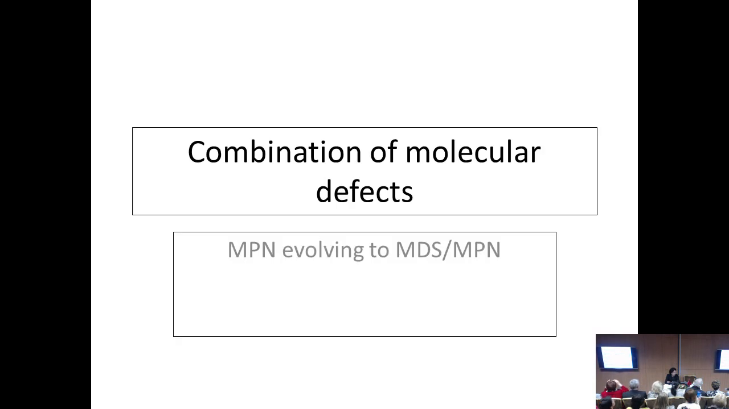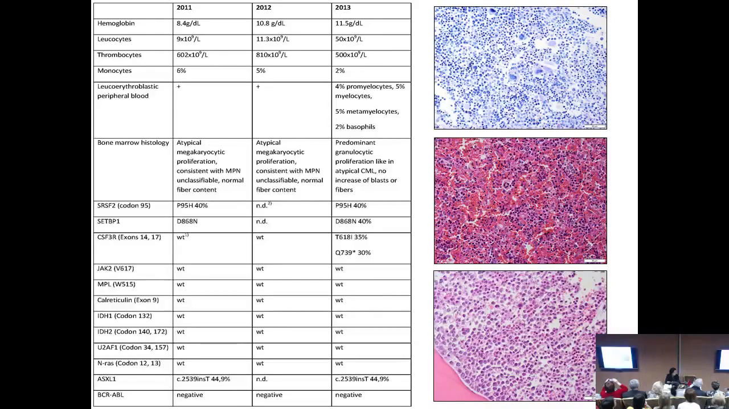Another case, that's the other way around. This is a case which presented as a typical myeloproliferative neoplasm with involvement of the spleen, 1,500 grams, and a lot of extramedullary erythropoiesis in the red pulp.